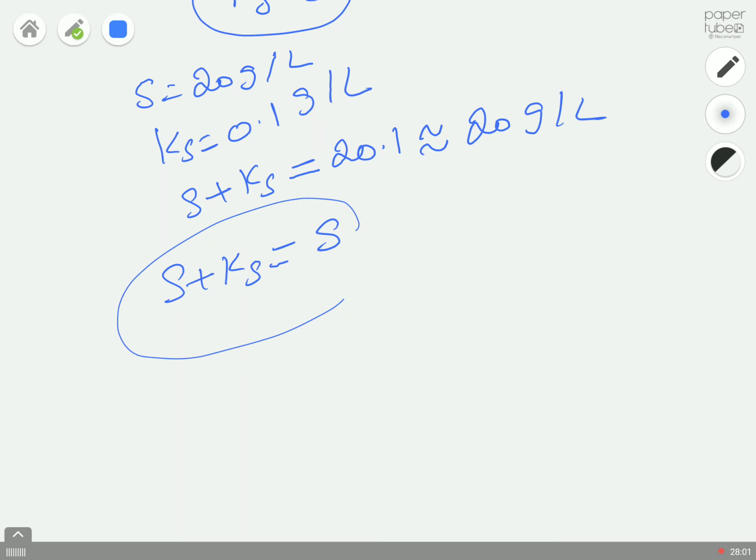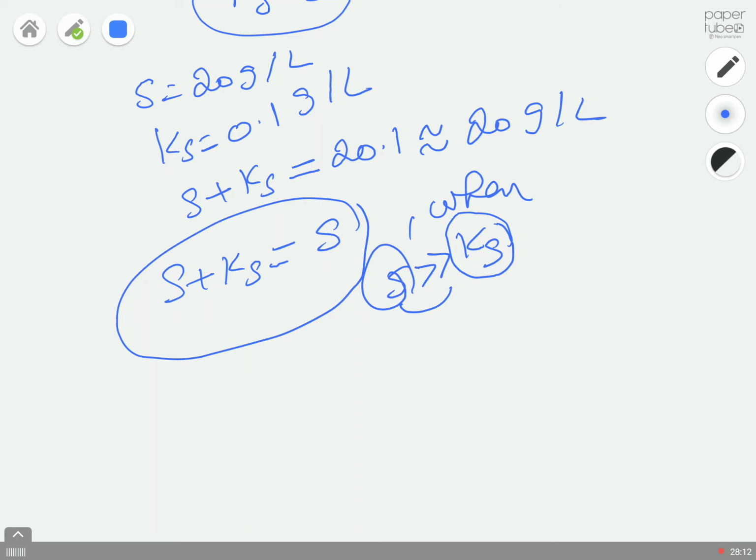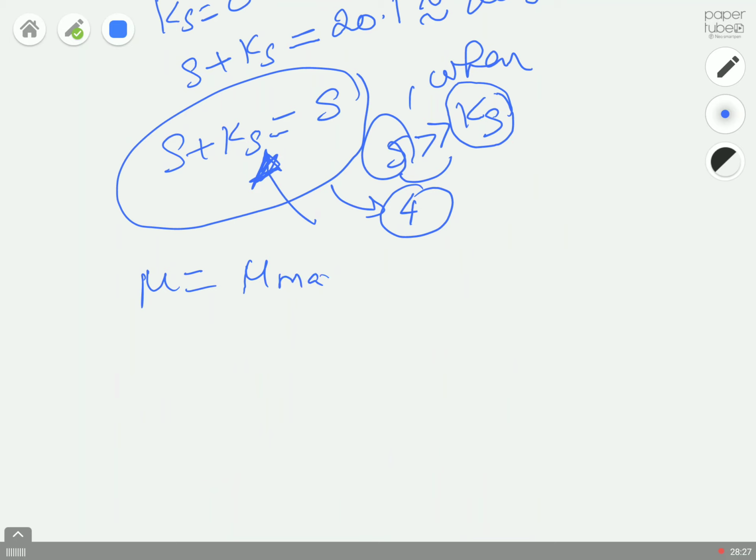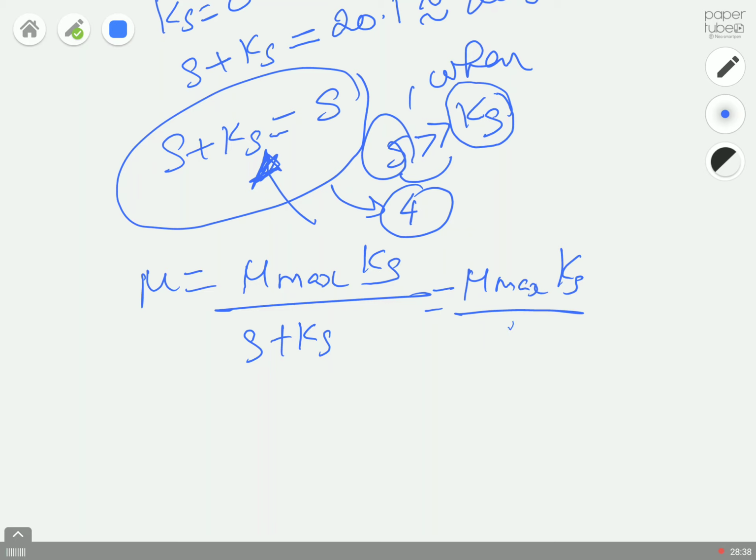This holds when S is much higher than the Ks value. When Ks is negligibly small compared with your S value, you can write that condition mathematically in this way. We call this equation 4. So substitute 4 in the Monod equation: mu max multiplied by S, divided by S plus Ks, which is equal to mu max S divided by just S.